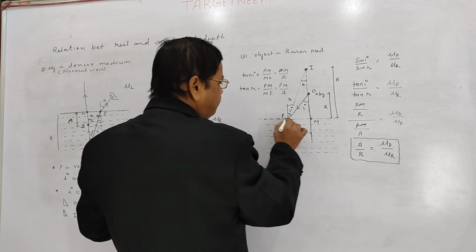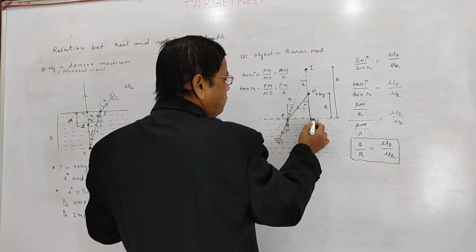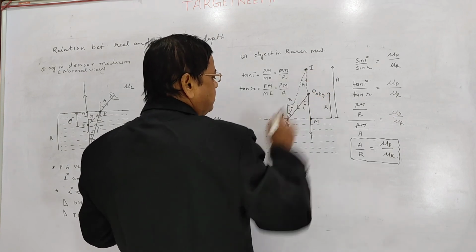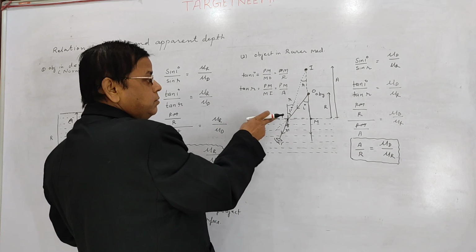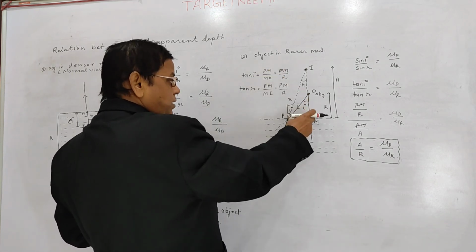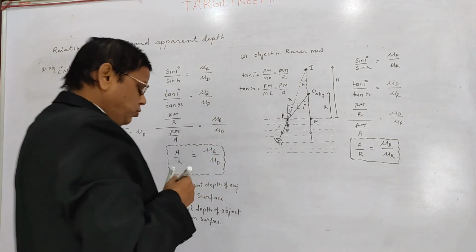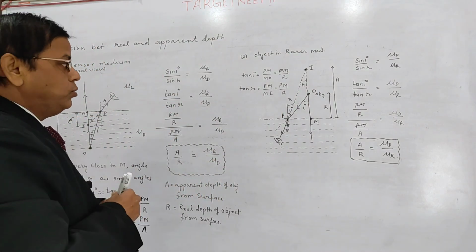So from here the height of the object is this, and from here the height of the image is this. So this observer will see that the object is at A height from the surface, while actually it is at r height from the surface. So he is going to observe a greater height as compared to the real one.